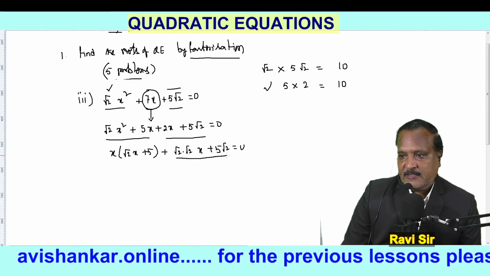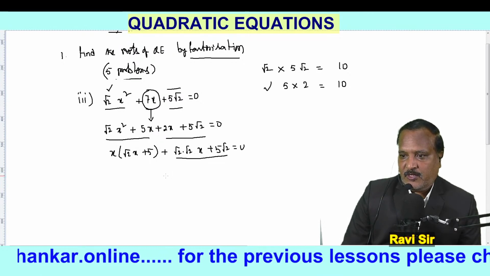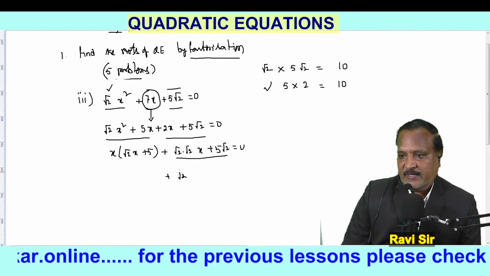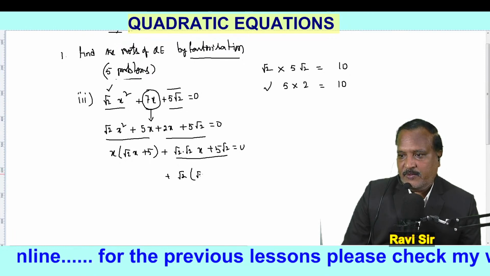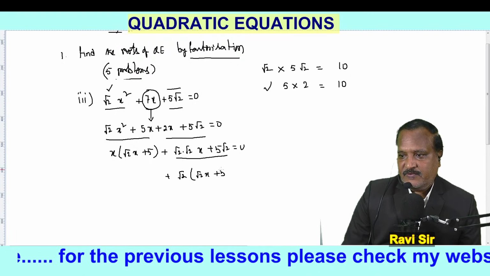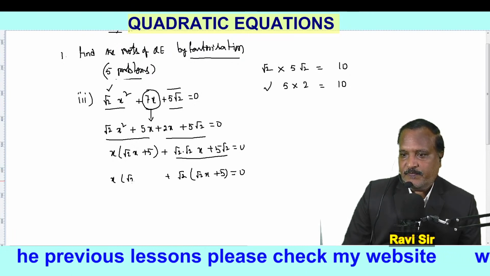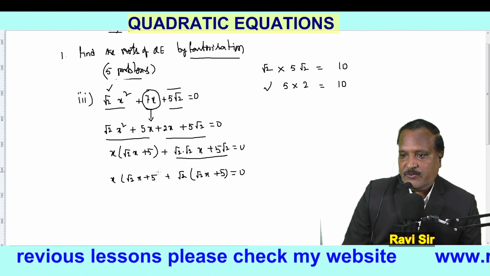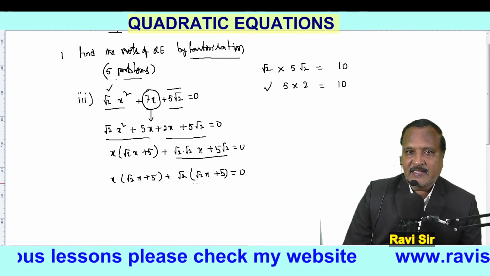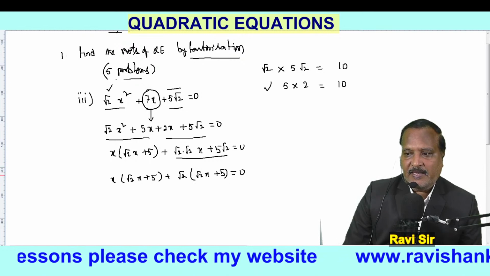Now in this case, you can take root 2 common. Root 2, if I take common, then what happened? Root 2x plus 5. Let me write the first term also. So you have to apply like this. Very little logic you have to apply here.